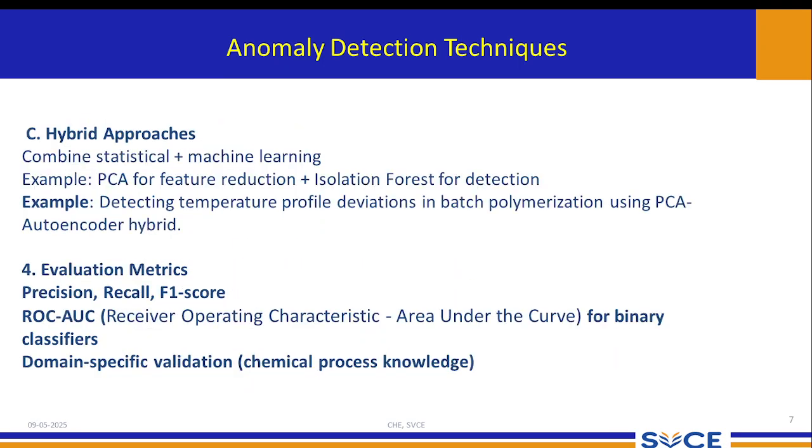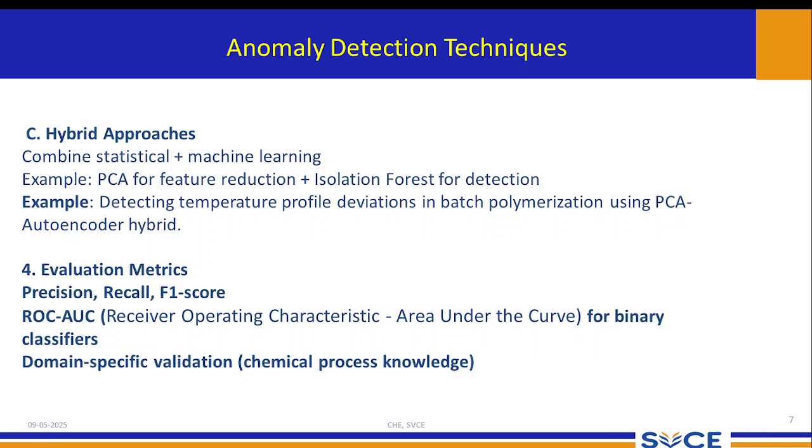And coming to the hybrid approach, that is statistical and machine learning. An example is principal component analysis for feature reduction and isolation forest for anomaly detection. The example here for a hybrid approach: detecting temperature profile deviation in a batch polymerization using a principal component analysis and autoencoder hybrid. Okay, so what are the evaluation metrics which are available?